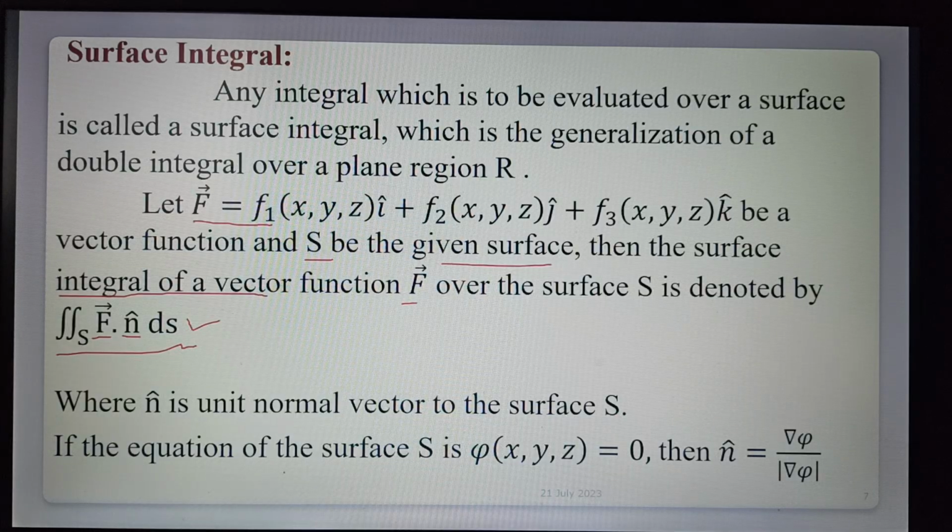If the equation of the surface S is phi of x comma y comma z is equal to 0, then how to find the unit normal vector n cap to the surface? It is del phi by mod del phi. This is the formula for finding the unit normal vector to the given surface. So this is the surface integral.